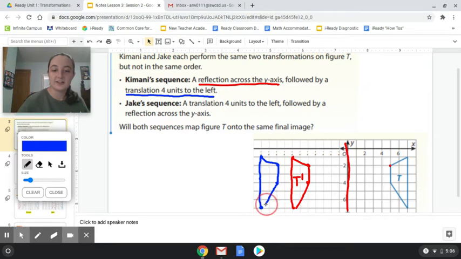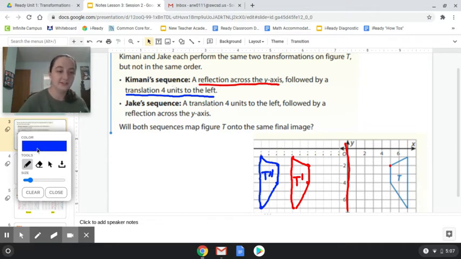And since this is our second transformation, so this transformation went here, and this transformation went to here, this will be T double prime. So T with our two prime notations, like so. So that's what Kamani's looks like.